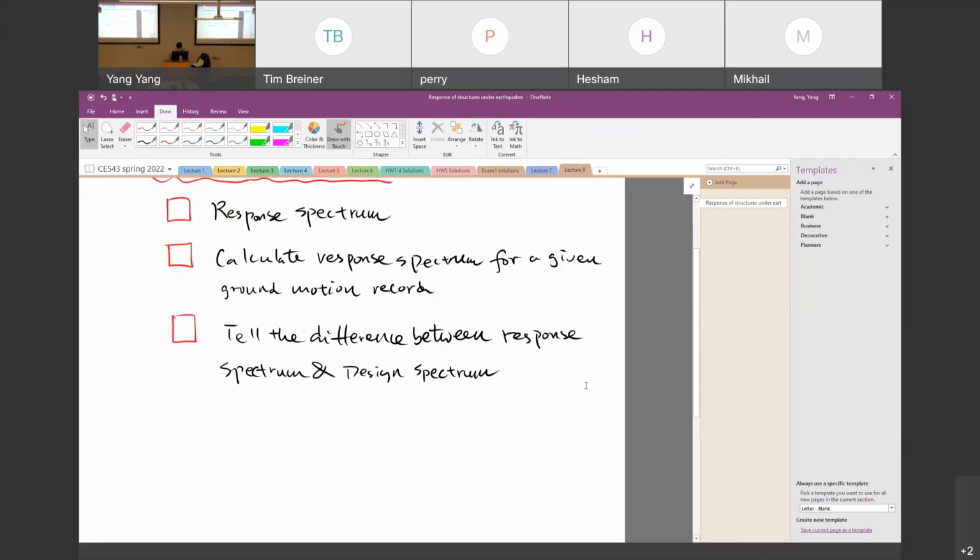So firstly, we talked about the response spectrum for earthquakes at the very beginning of this semester. So now I have a very short review of what we talked about, on the calculation of earthquake response.